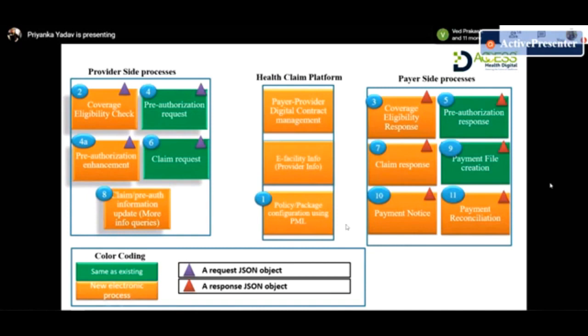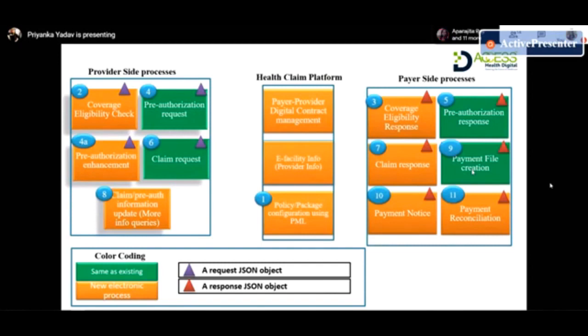Then a claim response is sent. After the claim response is sent, I have already told you a payment file gets created, which will have all the batch details, which is basically all the pending, approved claims to be paid for a particular provider. I create a batch of payment.